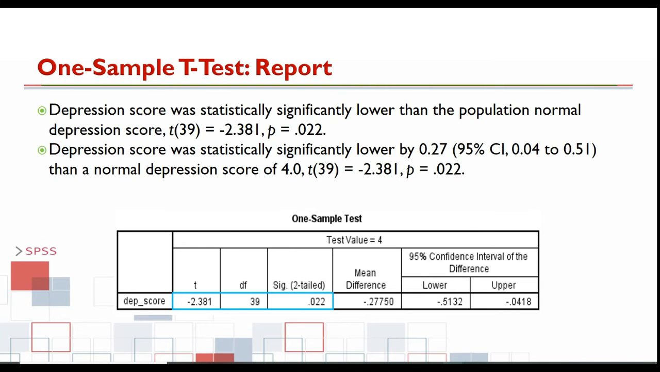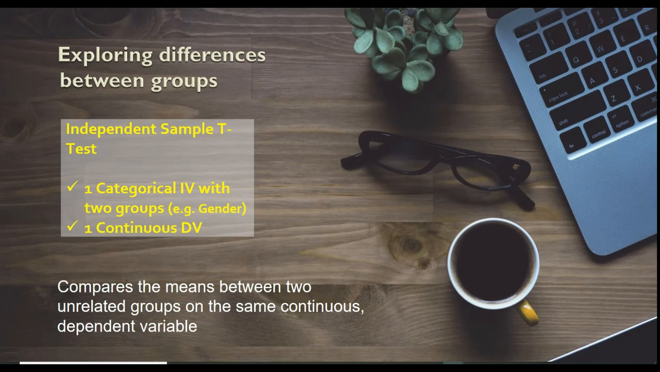Next is independent sample t-test. In independent sample t-test, you will have one categorical IV, including two groups only: gender, male, female, high, low. Two groups only, and one continuous DV.